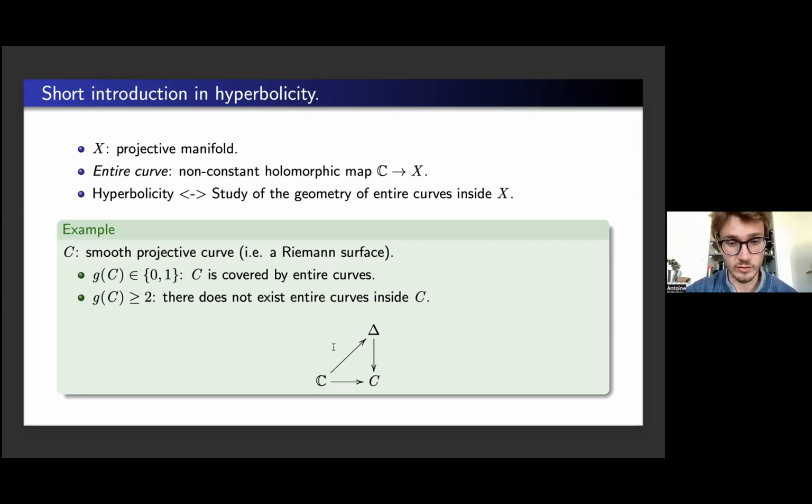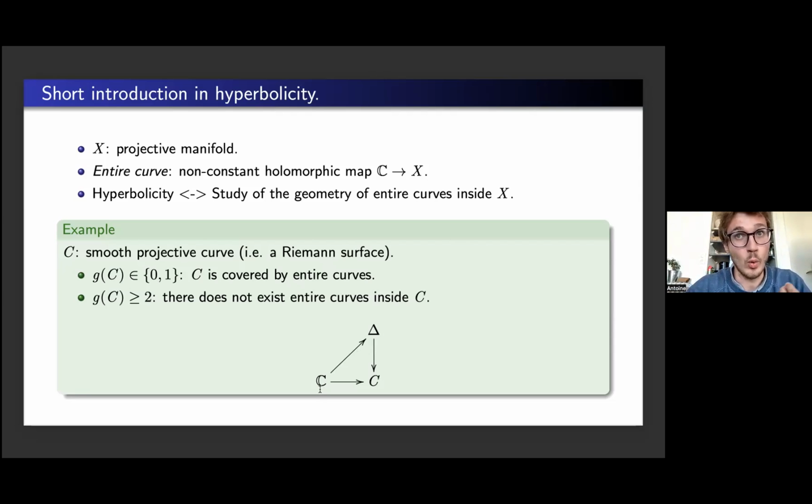And so here you have a holomorphic map from C to C that is bounded because it lands in the disk. And so by Liouville's theorem, it must be constant. So there cannot exist any entire curve in X. And so the main study of hyperbolicity, at least for projective manifolds, is to try to understand the geometry of entire curves for projective manifolds of higher dimension.